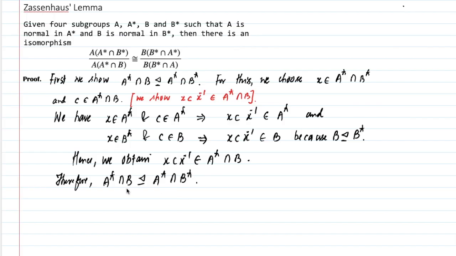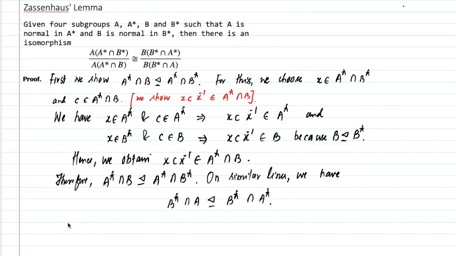Now at this stage, if we interchange the roles of A and B, we can show that B star intersection A is also a normal subgroup of B star intersection A star. So on similar lines, we have B star intersection A is a normal subgroup of B star intersection A star. So we have shown the left hand side denominator is normal in the numerator, and similarly the denominator on the right hand side of this expression is a normal subgroup of the expression in the numerator.